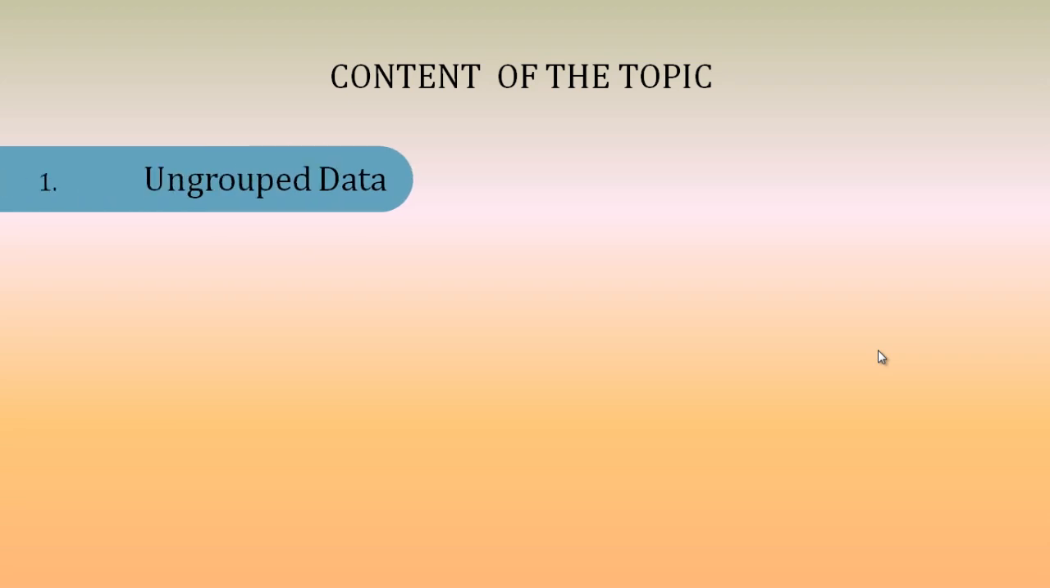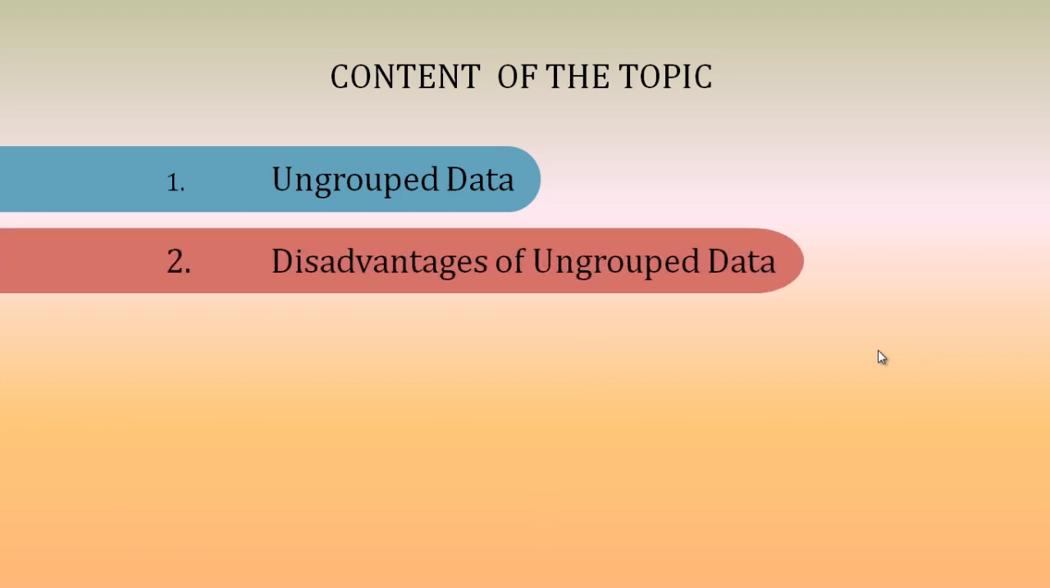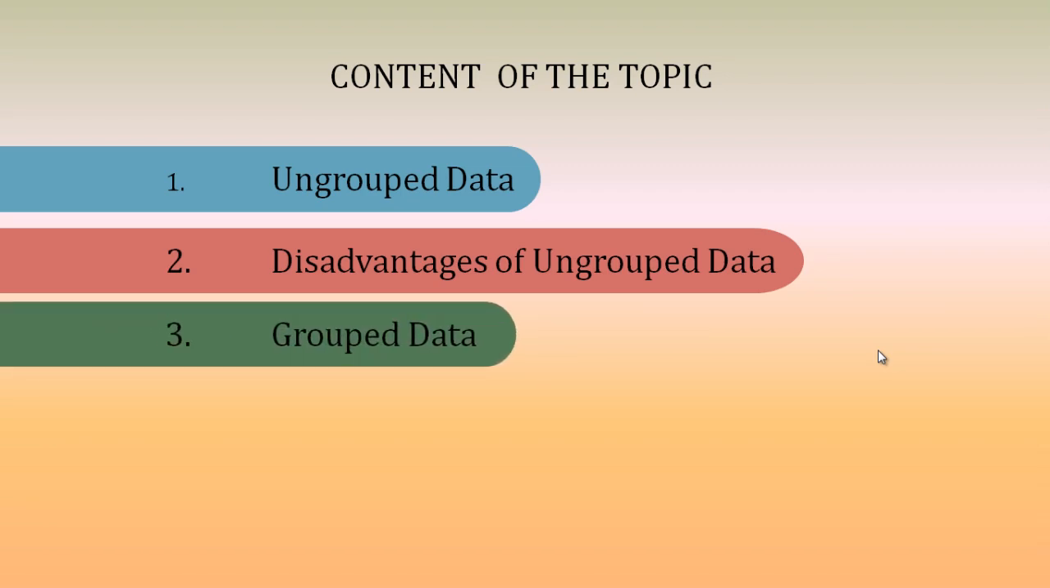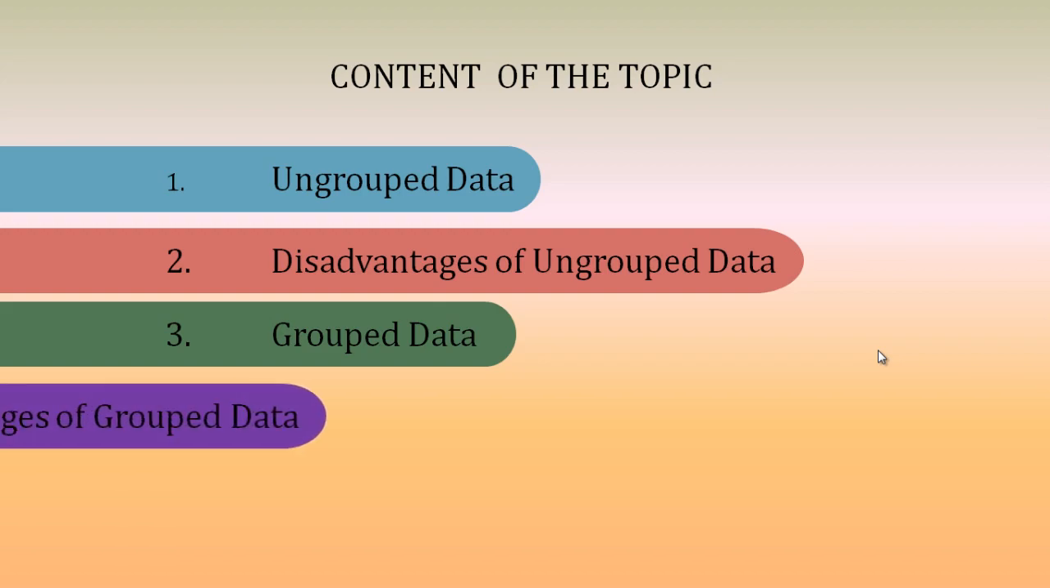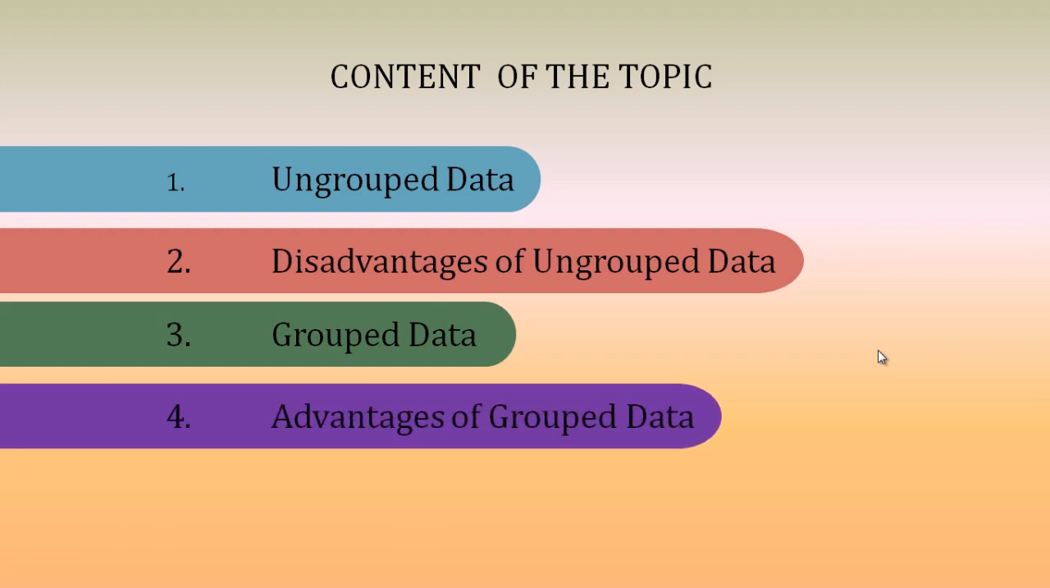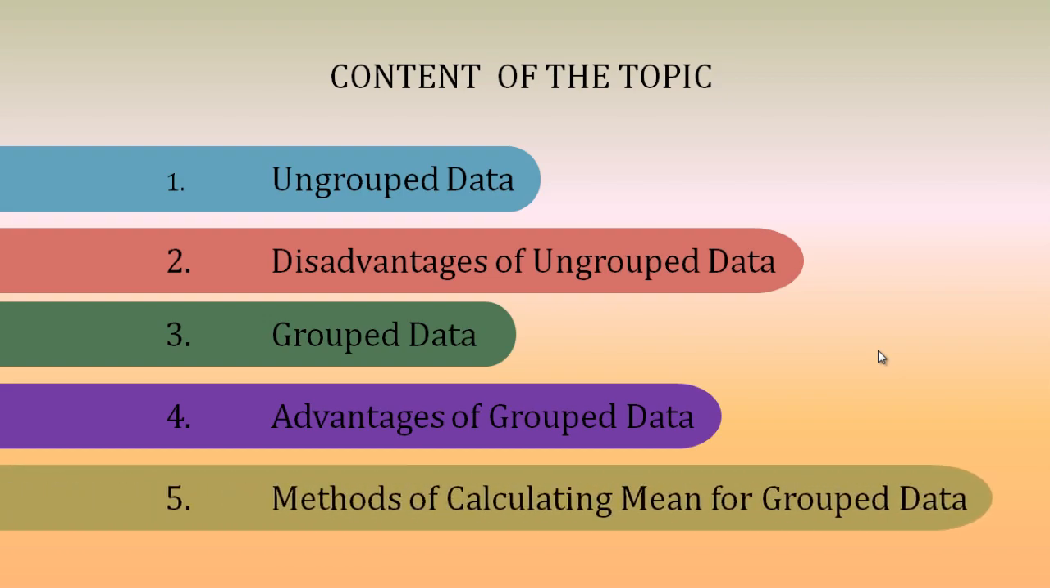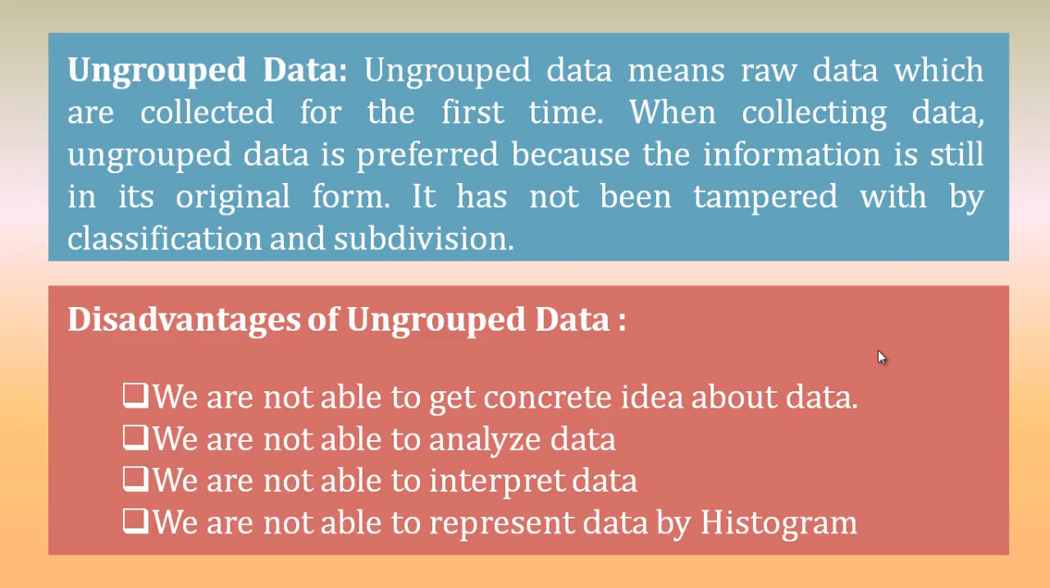Now the content of the topic. First one, we are discussing ungrouped data, and secondly we are discussing the disadvantages of ungrouped data, and thirdly we are discussing the group data, and fourthly we are discussing the advantages of group data, and lastly we are discussing the methods of calculating mean for group data.